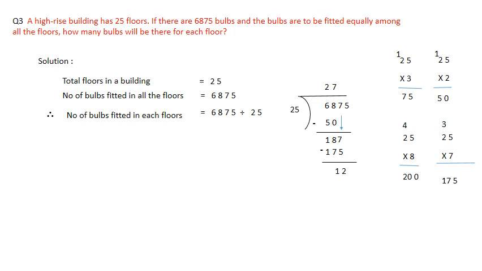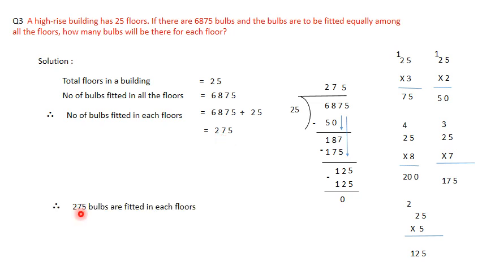So now we'll bring this 5 down. Now see here again 2, here is 2, 2 6s are 12. Again 6, when we take 6, 6 5s are 30 will come, carry over comes. So we'll take one number less. So we'll take 25 5s. So when we multiply by 5, you are getting 125, which is the same number we want. So we'll take here 5, 125, remainder is 0. So your answer is 275. So 275 bulbs are fitted in each floor.